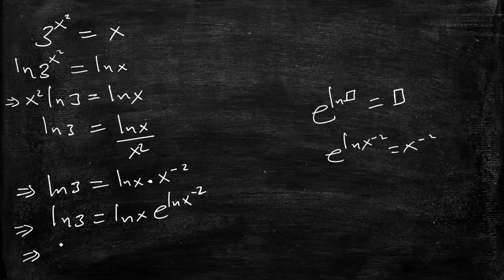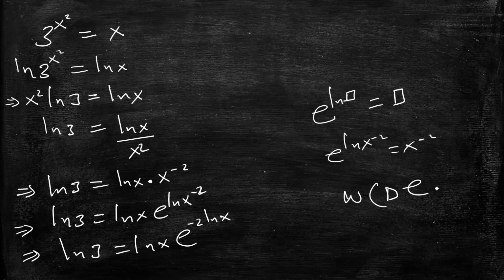So the next step, this one is a power rule. So we can say ln of x times e raised to minus 2 ln of x. Now with the Lambert W function, we have ln of something times e raised to something, so what we have here must be what is here. Let's check. We have negative 2 ln of x, but there is no negative 2 attached to this.